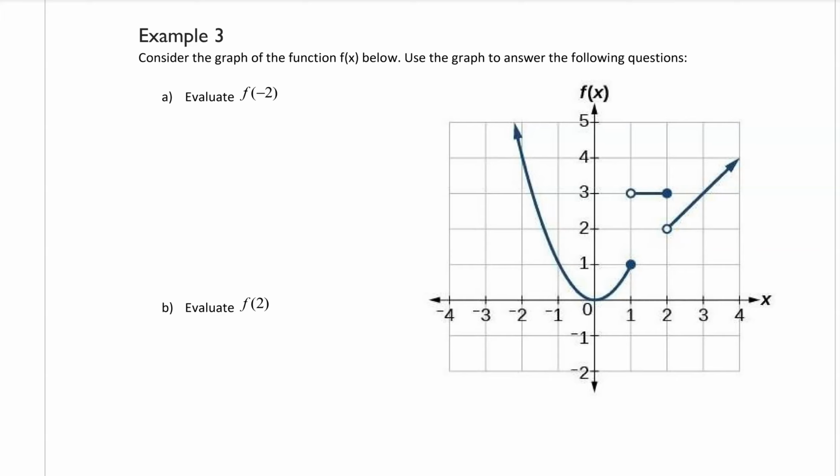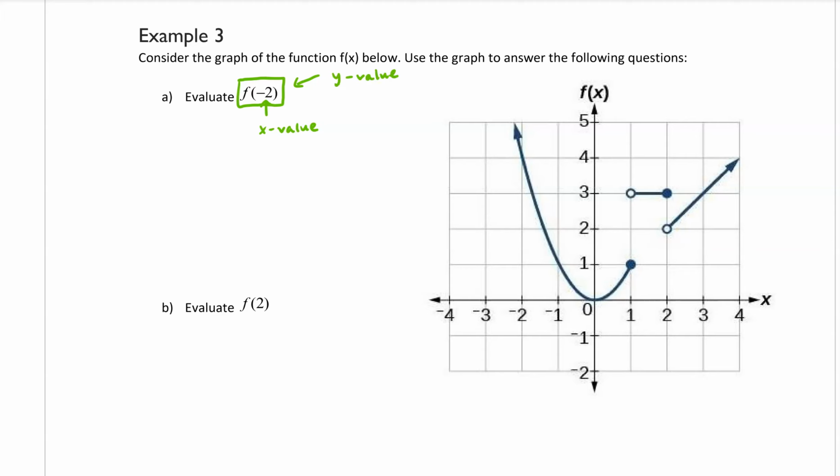Example 3 says consider the graph of the function f of x below. Use the graph to answer the following questions. So part A asks us to evaluate f of negative 2. What that means is that negative 2 represents our x value, and f of negative 2, the entire thing, represents our y value.